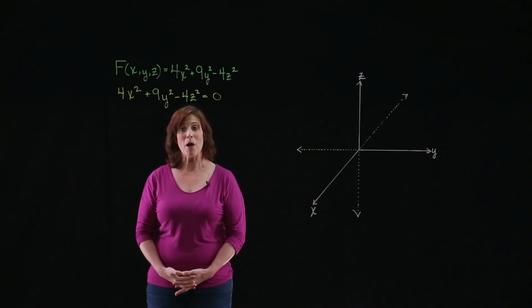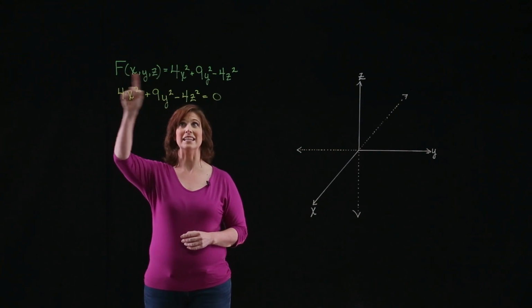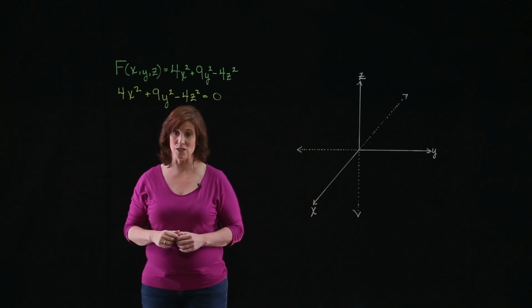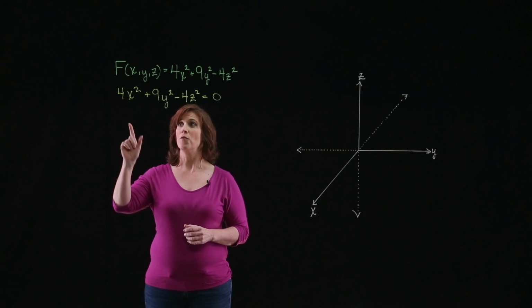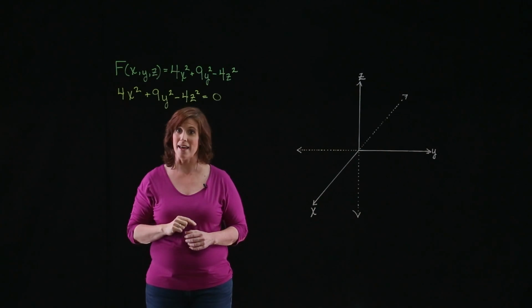Hi everyone, I'm Cheryl. In this problem, we're given a function of three variables. Our function is f of x, y, and z equals 4x squared plus 9y squared minus 4z squared. We're asked to describe what the level surface 4x squared plus 9y squared minus 4z squared equals 0 looks like.